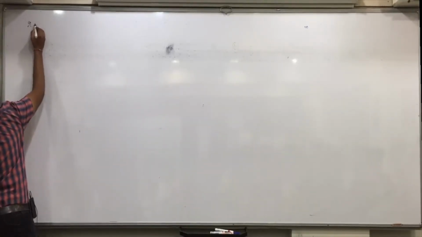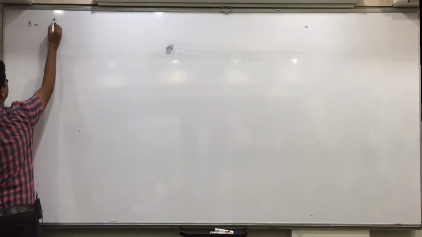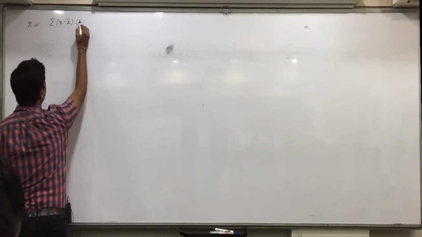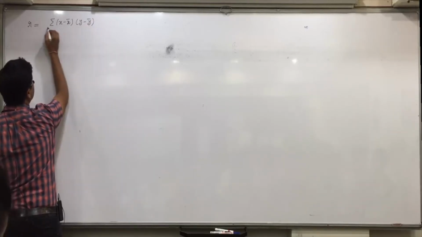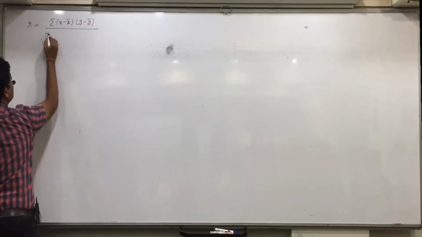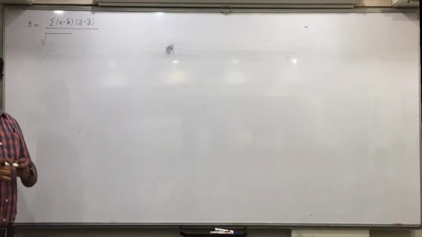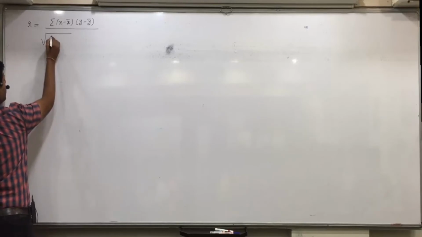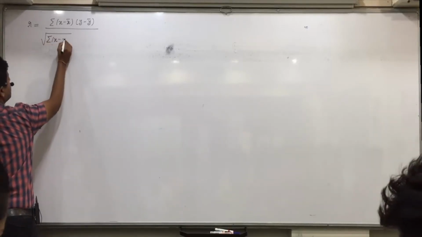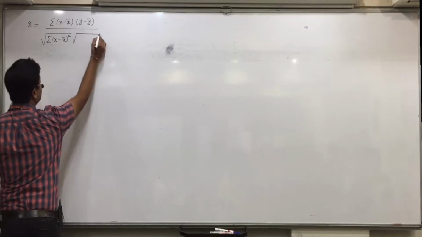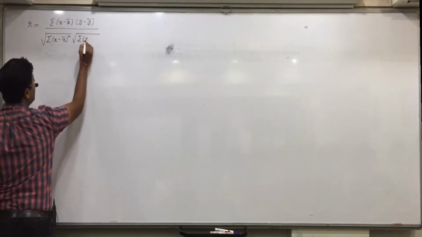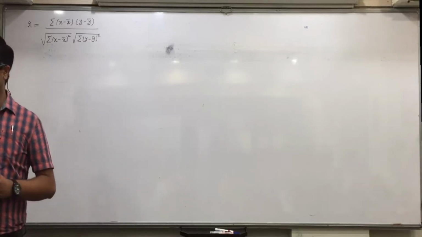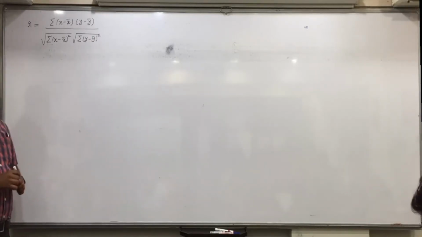Sixth formula. Write down r equals sigma x minus x bar into y minus y bar upon square root sigma x minus x bar whole square into square root sigma y minus y bar whole square. Okay, this formula we will be using today. Now, when to apply this formula?